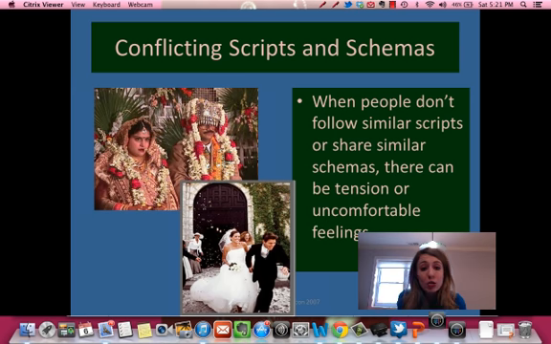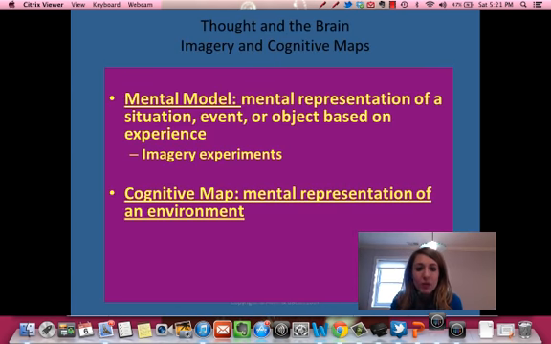And sometimes cultures have conflicting schemas and scripts, and so when 2 people don't follow the same script or share the schema for how something like a marriage or a wedding would look, then there might be tension between them because they don't really always know what to expect from the other side.